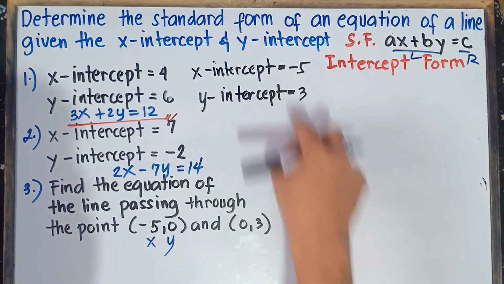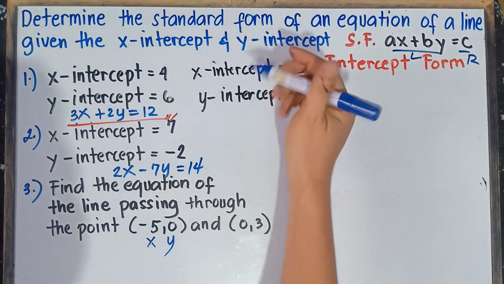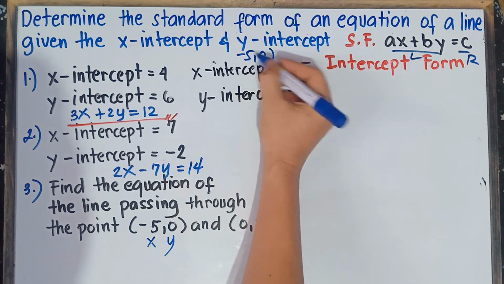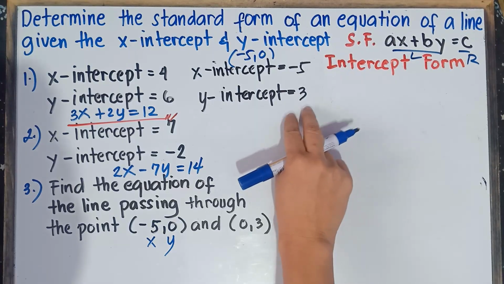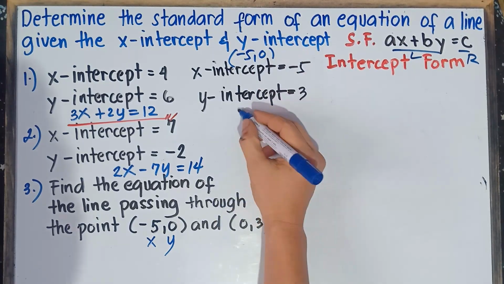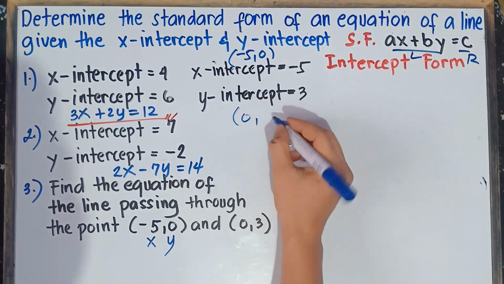If you want to get the ordered pair, let y equal to 0. So this will be negative 5 and then 0. For the y-intercept, that would be positive 3. If you want to get the ordered pair, let x equal to 0. So x is 0 and y is positive 3.